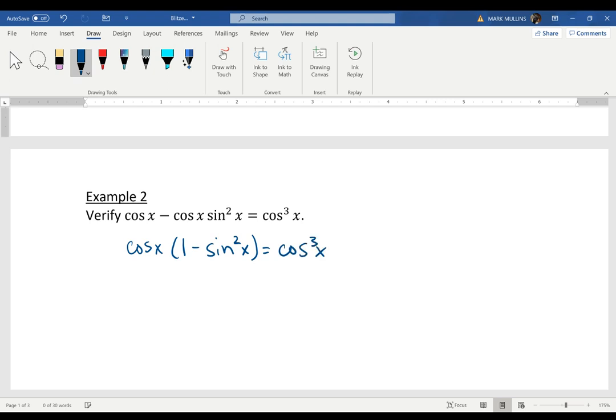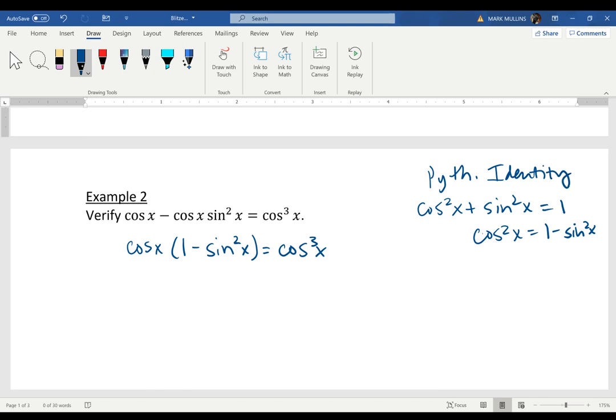And now I am thinking about that Pythagorean identity where I have cosine squared x plus sine squared x equals 1. And I know that if I subtract sine squared x on both sides, I'll have this. So sometimes you need to do your little scratch work and reorganize stuff. So that means I can use that Pythagorean identity. And where I have the 1 minus sine squared x, I can substitute cosine squared x. And maybe I'll even write in that minus sine squared x.